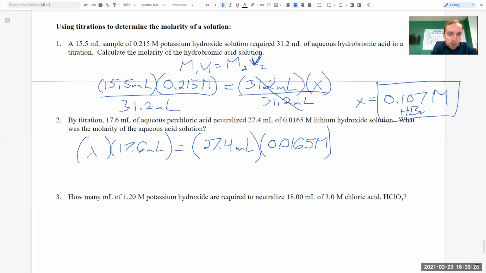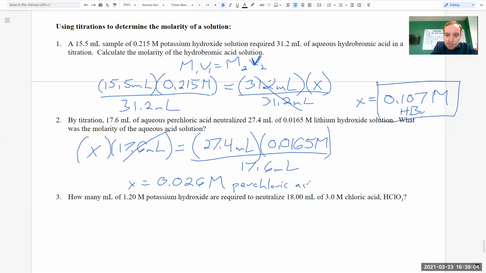So again, we don't know our molarity of our acid. So in this case, our acid's on the left, our base is on the right. Again, it makes no difference as long as these two numbers are for an acid, these two numbers are for the base. So again, I'm going to divide both of these by 17.6, of course. That will cancel that out. And we get 0.026 molar. And that would be for what? For our perchloric acid. I'm just going to write it out this time. Perchloric acid solution.